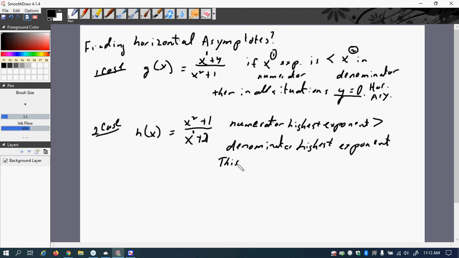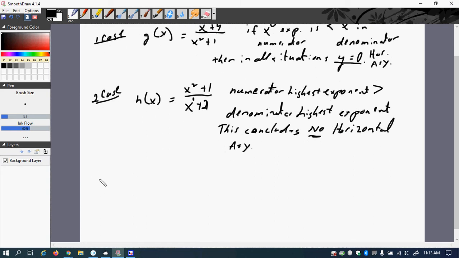This concludes no horizontal asymptote. Once again, if the biggest exponent of the numerator is greater than the denominator's exponent, then there will be no horizontal asymptote. And that's a nice thing to have in your notes. Case 3 is the one you're looking for all the time.